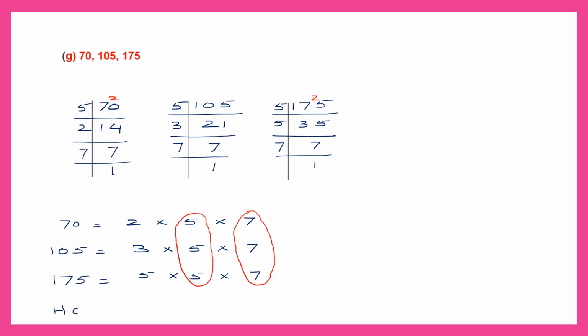So what is our HCF? Our HCF will be 5 into 7. So we're multiplying the common ones. 5 sevens are 35. That means the HCF of 70, 105 and 175 is 35.